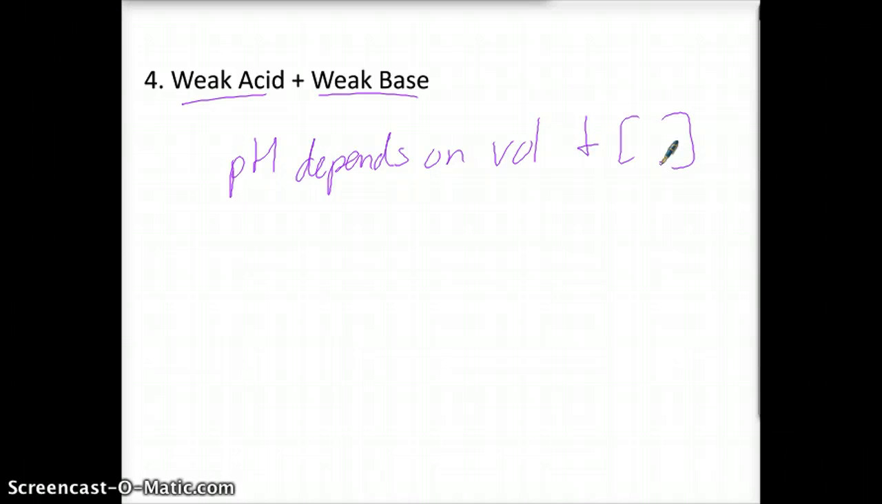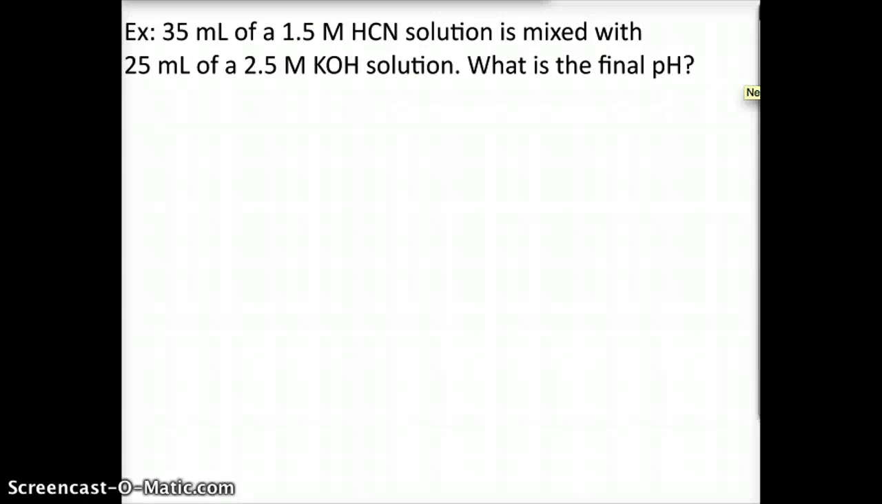So what type of problems do we need to do with these? We need to do example problems like this, where we're given an acid and a base mixed together and we're asked to calculate the final pH. So in this problem, we're given 35 milliliters of a 1.5 molar HCN solution. I'm going to label this as an acid. That's just going to help me annotate the problem. Mixed with 25 milliliters of a 2.5 molar KOH solution. Here's my base. I need to know the final pH.